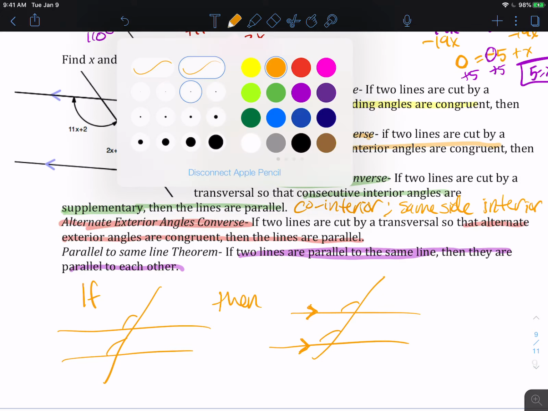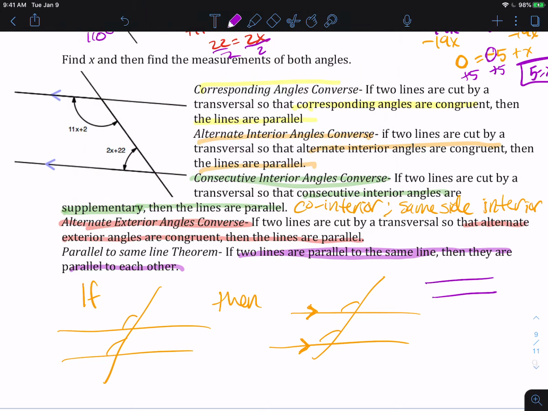So this would be if we have two lines that are parallel to the same line. We know this line is parallel to this line, but we also know that this line is parallel to this line. Then we know that these two lines are parallel, which should make sense to you. Okay? That's our parallel to the same line theorem.